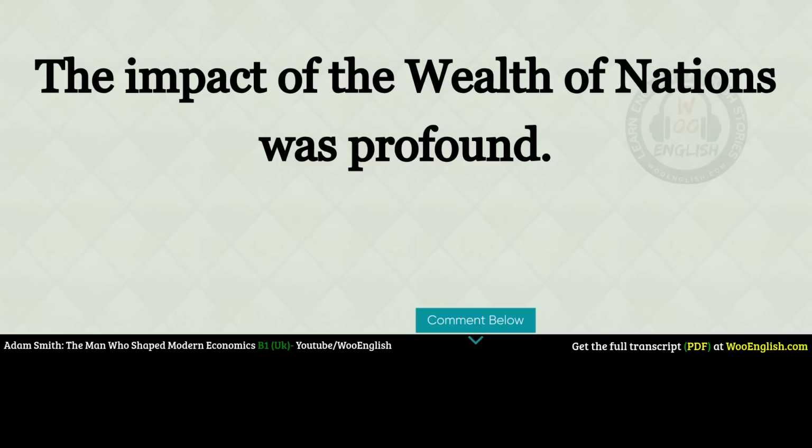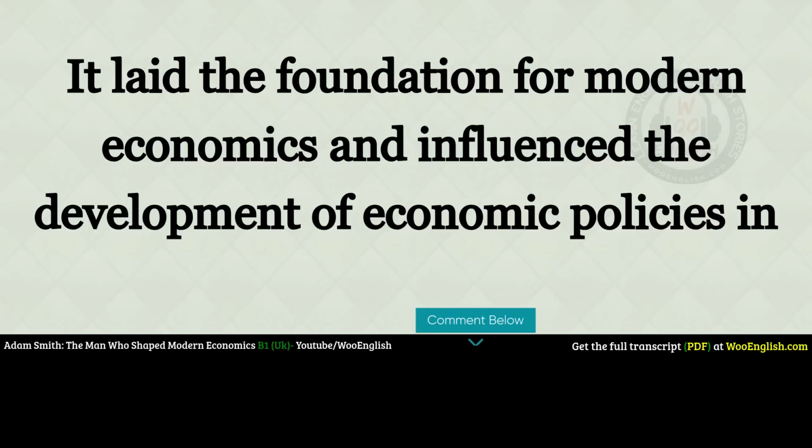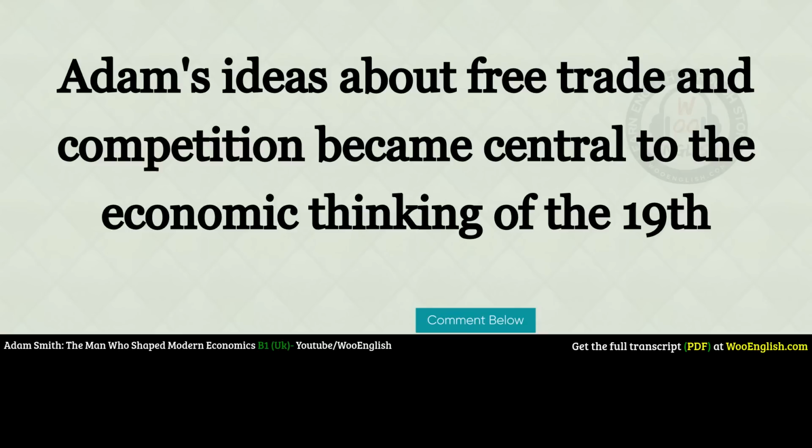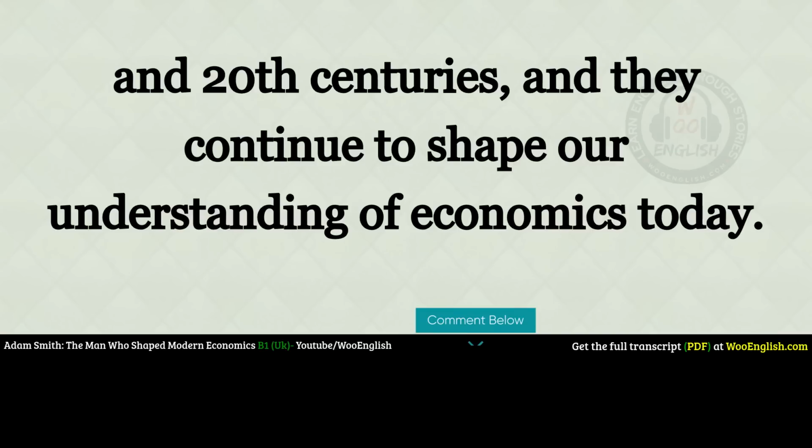The impact of The Wealth of Nations was profound. It laid the foundation for modern economics and influenced the development of economic policies in countries around the world. Adam's ideas about free trade and competition became central to the economic thinking of the 19th and 20th centuries, and they continue to shape our understanding of economics today.